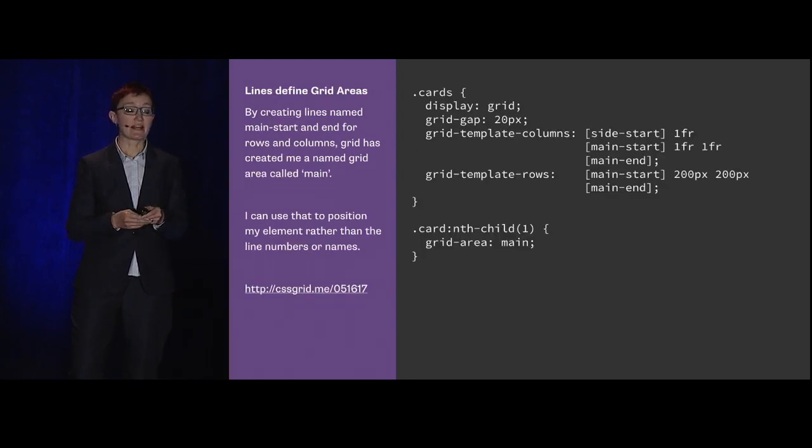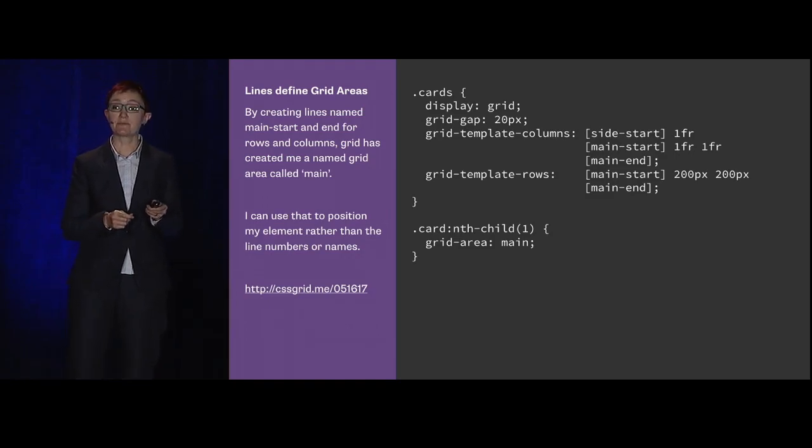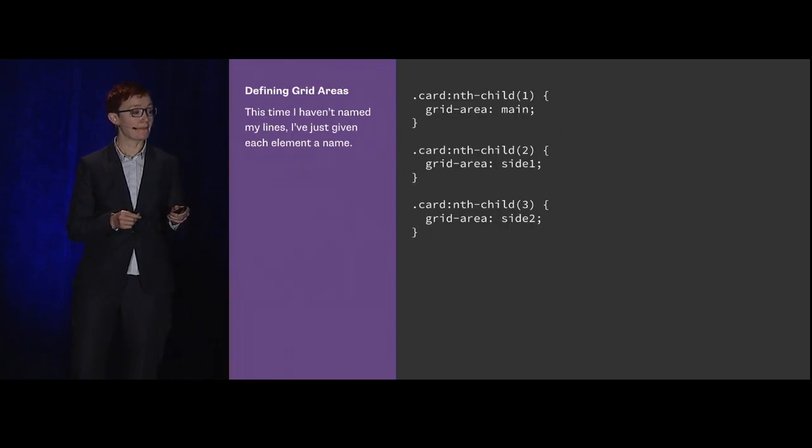You can name those lines anything you like, but if you name them dash start and dash end, you get some magic. You get a grid area created with the main name that you specified. So if you've got main start and main end, you're going to get a grid area called main, which you can actually position things into. We'll have a look at that properly in a minute.